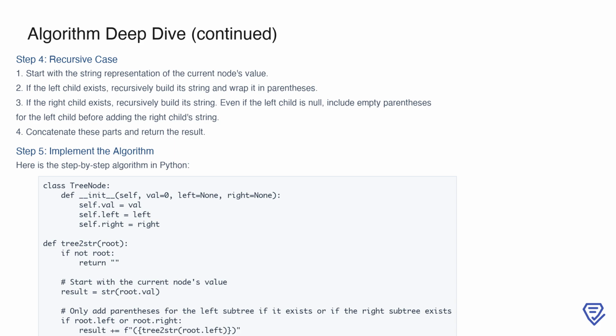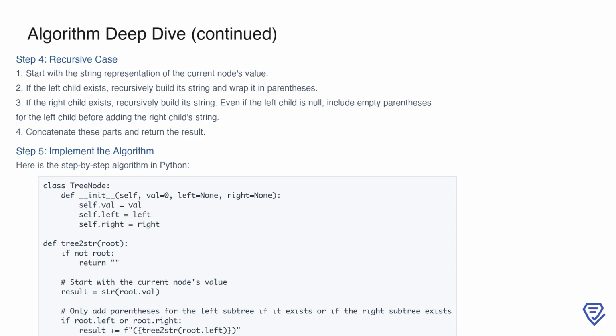If the node has a left child, we recursively build the string for the left subtree and wrap it in parentheses. If the node has a right child, we do the same for the right subtree. However, if the left child is null but there is a right child, we include empty parentheses for the left child before appending the string for the right subtree. This ensures the structure of the tree is accurately represented. Finally, we concatenate all these parts together and return the resulting string.